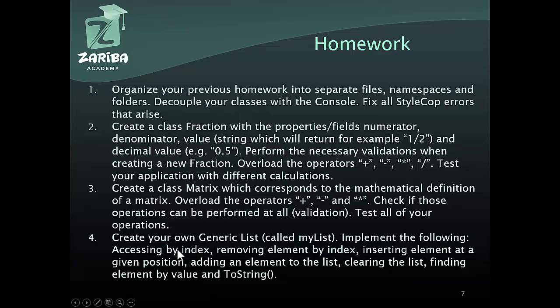Accessing by index, this is already done. Removing element by index, this is not done. Inserting element at a given position, this is not done. Adding an element to the list, this is done. Clearing the list is fairly simple, I think just a couple of lines of code. Finding element by value: many ways to do this, it's up to you. And then we have toString, which is also done. So I wouldn't say half, because I left a couple of things out, but about 30% of your last problem I have already done.